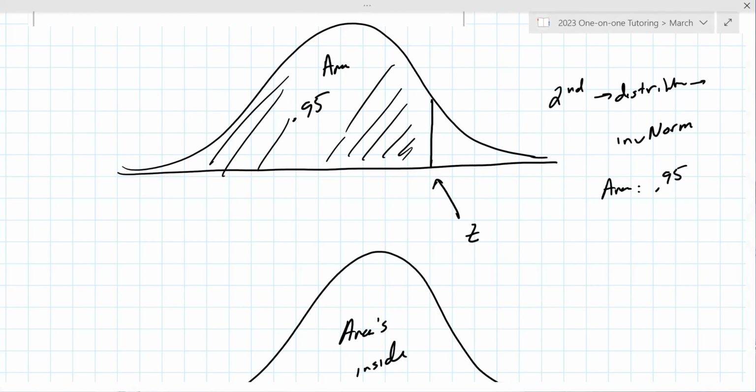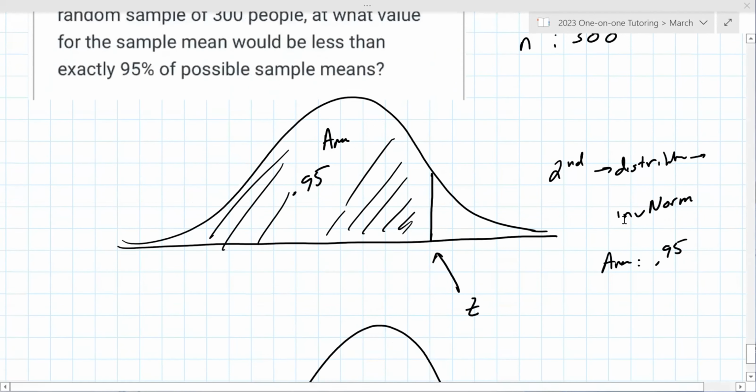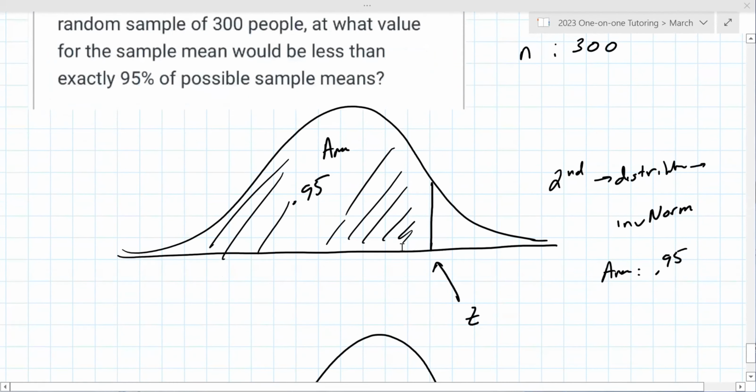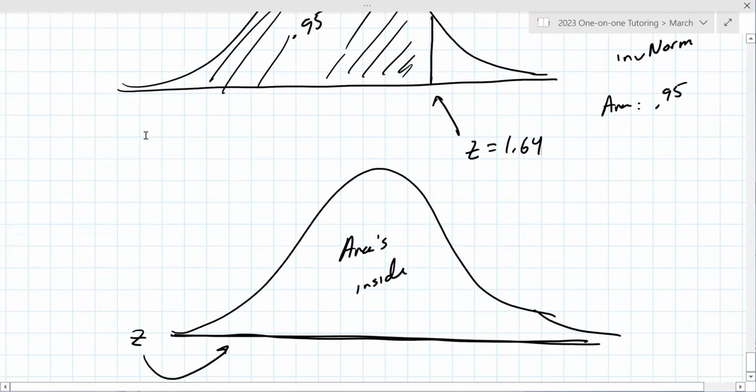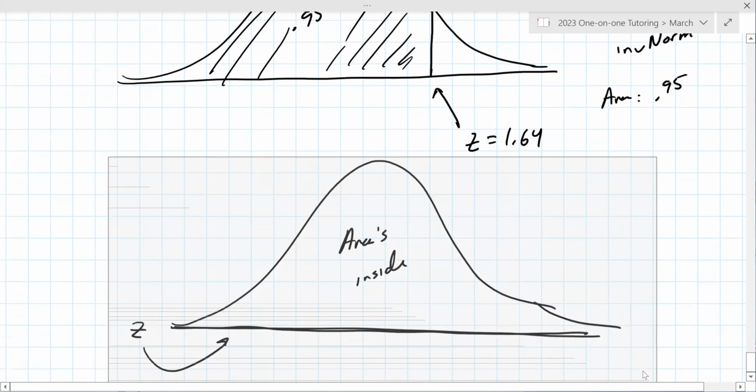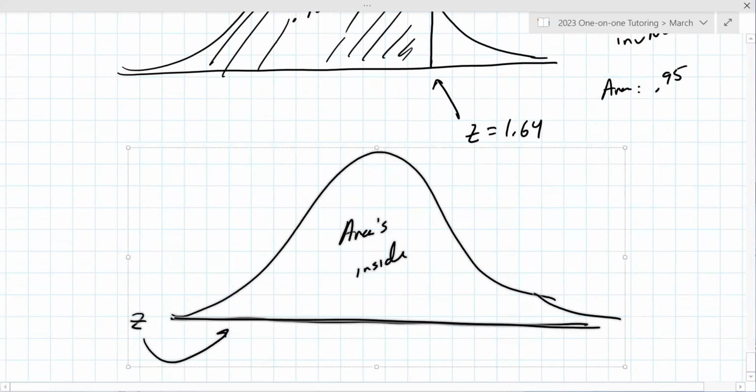So what is it? 1.64. Okay, that sounds correct. Yep. So 1.64. Now that's really important. Your Z is 1.64. Is that clear so far? Yeah, okay.